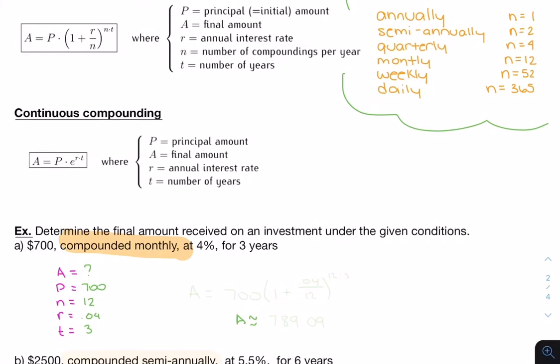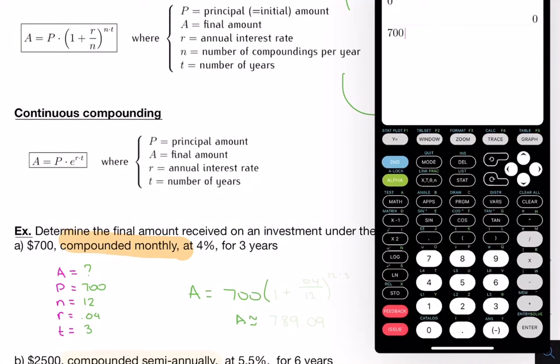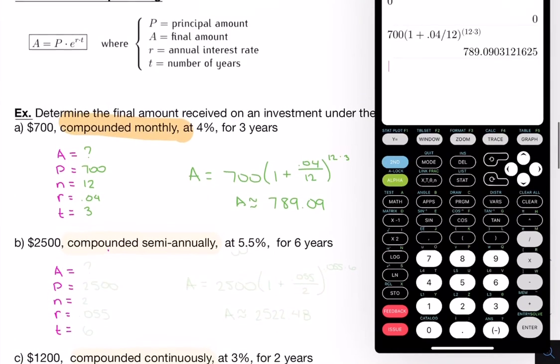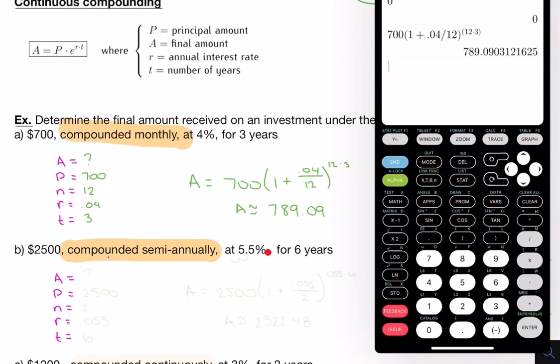So we're just going to plug this all in. We have that A is equal to 700 times 1 plus our rate, 0.04, over our N, which is 12, raised to the 12 times 3. So let's plug this into our calculator. When you're plugging it into the calculator for the exponent part, just make sure that you have parentheses around it, just in case you're using the little caret button on other types of calculators, to get the most accurate answer. So you should get that A is approximately $789.09, so we would gain a final amount of $789.09.